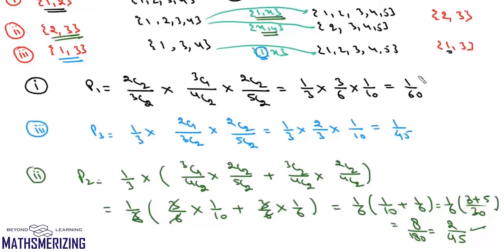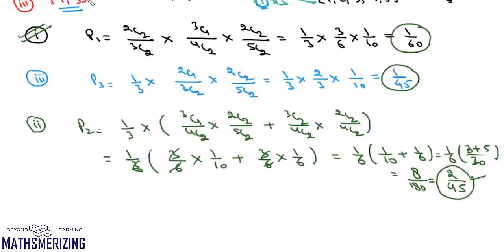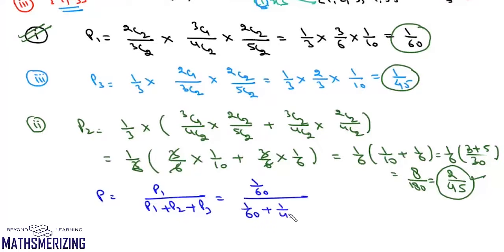So in the first case, we get this probability as 1 by 60. In the second case, it is 1 by 45. And the third case, it is 2 by 45. Now we need to find this conditional probability that if E1 equals E3, S1 is 1, 2. So this required probability P will be given by P1 upon P1 plus P2 plus P3. Now this is 1 by 60 and it is 1 by 60 plus 1 by 45 plus 2 by 45.